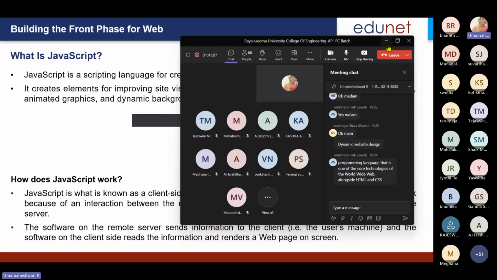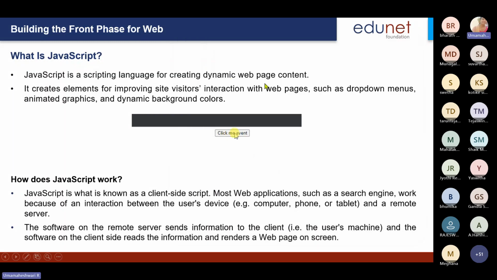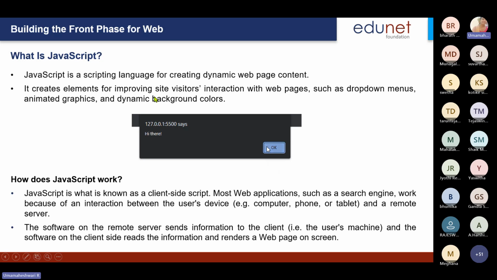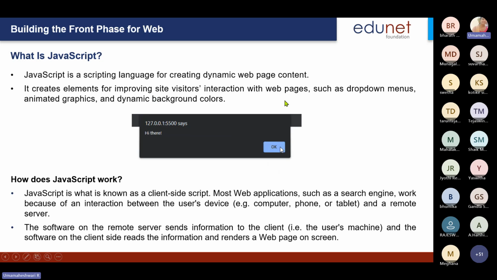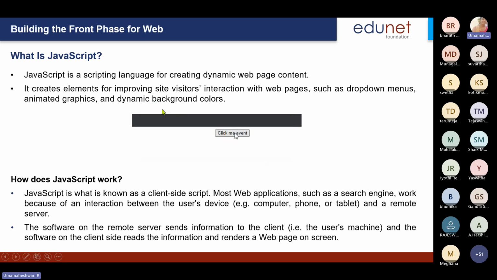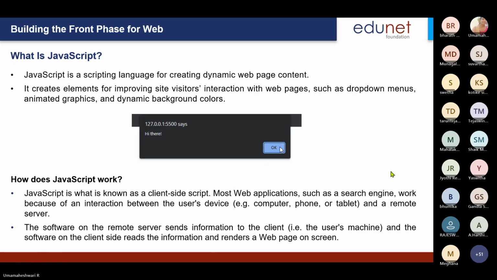So the next thing is to create dynamic web page content. It creates elements for improving the site visitors' interaction with the web page, such as drop down menus, animated graphics and dynamic background colors. So how does JavaScript work? How is it going to work?